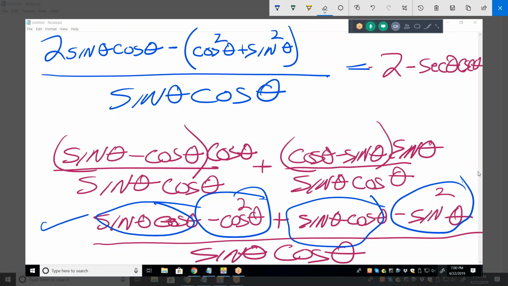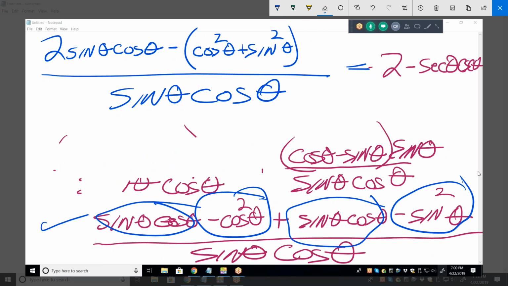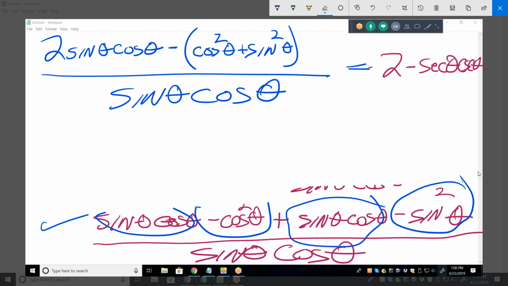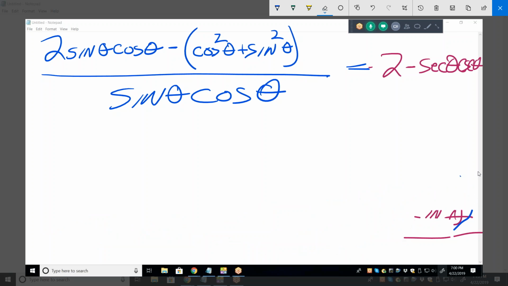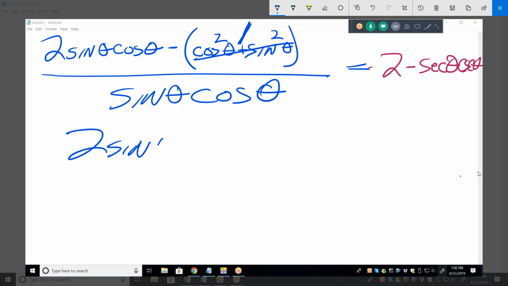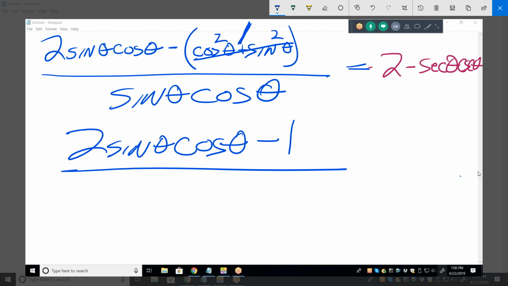Well, it will. One thing about verifying trig identities is they don't ever give you ones that aren't trig identities. They only give you ones that are. So you never have to worry that it doesn't match. You just have to figure out how to get it into that form. What's cosine squared plus sine squared equal to? 1. So now I have 2 sine theta cosine theta minus 1 all over sine theta cosine theta.